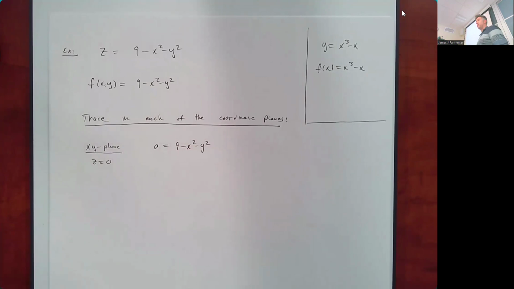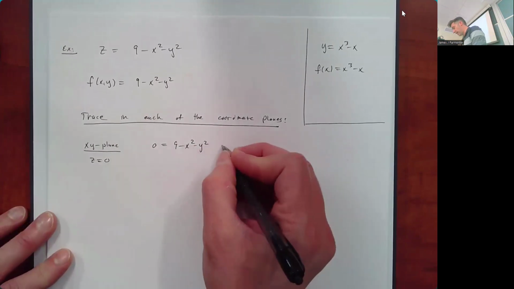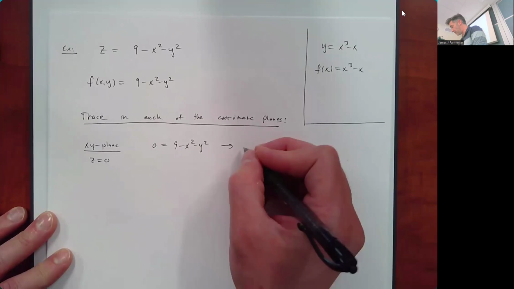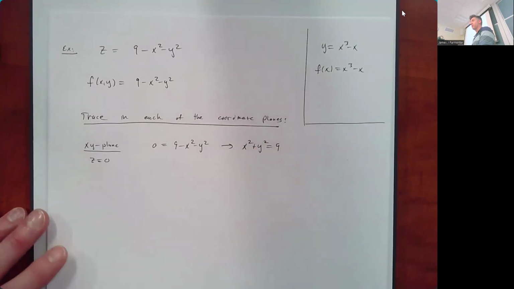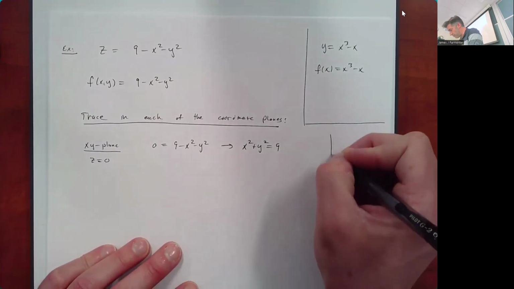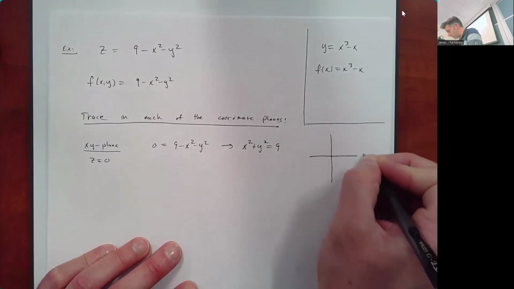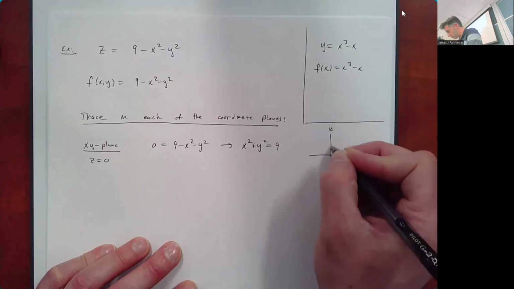Typically, when you do this trace finding, one of two things happens. You either want to find y as a function of x so you can see what the graph looks like, or you might have a situation where you have x squared plus y squared showing up, and then we know it's going to be something like a circle. So in this case, what I would do is just add x squared plus y squared to the left side and get x squared plus y squared equal to 9. So in the xy plane, my trace is going to be a circle of radius 3.